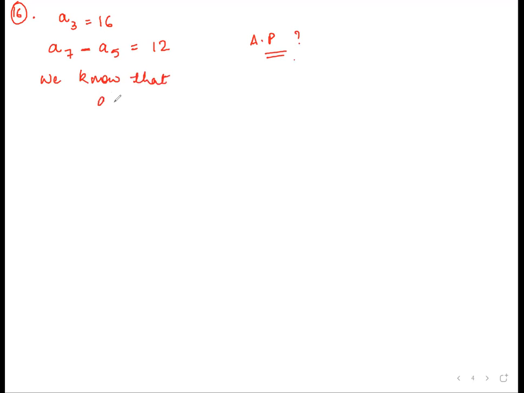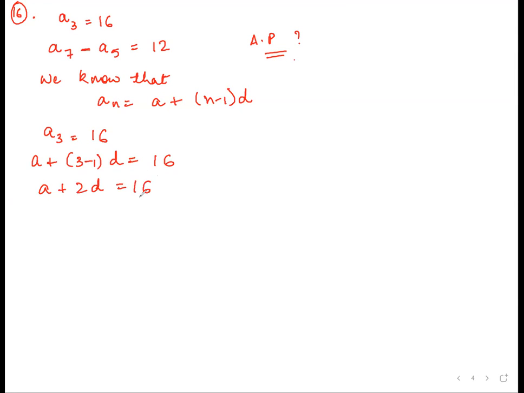So we know that An is equal to a plus n minus 1 into d, right? Okay. Now A3 is given. A3 is equal to 16. That means a plus 3 minus 1 into d is equal to 16, correct? That means a plus 2d is equal to 16. Now, since you don't know a and d, you cannot solve it further. It will be your equation number 1, correct?